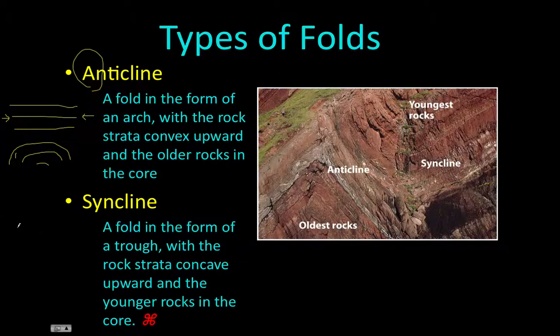A syncline is in the form of a trough, and so you have instead the rock layers concave upward. And the result of this is that if you go to the core or the center of the fold, you actually have younger rock layers because those initially formed at the surface. I like to remember the difference between anticline and syncline by thinking of a syncline as being like a smile, the S in smile. It's shaped in that fashion.